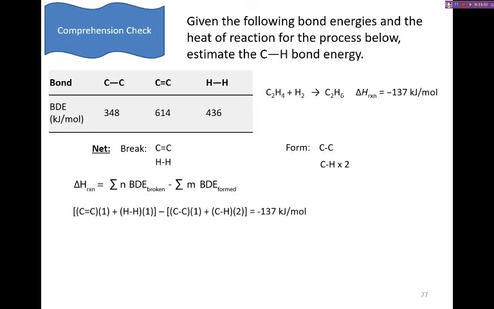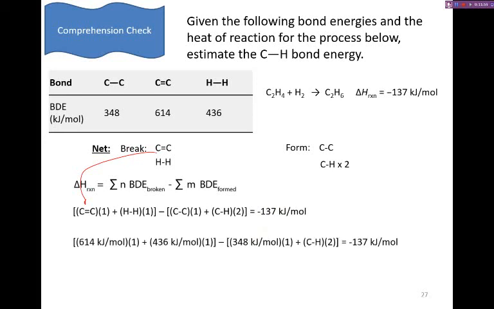We can then plug in our values. We know that we're going to use 1 carbon-carbon, 1 hydrogen-hydrogen, and we're going to form 1 carbon-carbon single and 2 carbon-hydrogen single bonds. We know that that's equal to negative 137 kilojoules per mole.